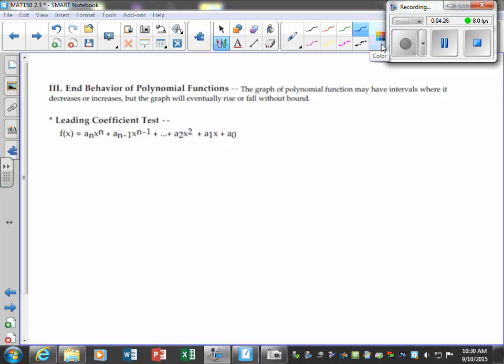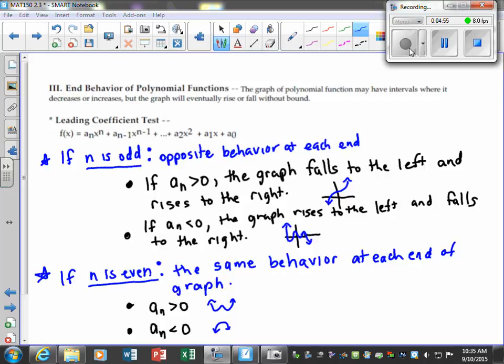Now we're going to talk about the end behavior. What happens at the ends of the graph. So it may have intervals where it decreases or increases, but the graph will eventually rise or fall without bound. So basically, if this is our leading coefficient test and we said we have a polynomial in this format, okay, we have some definitions, some properties to use. So I'm going to pause it and take a few minutes to write it down, and then we'll pick up from there. Okay, so pause the video, make sure you get that down, and what we're going to do on this next step is look at an example and put this information to use.